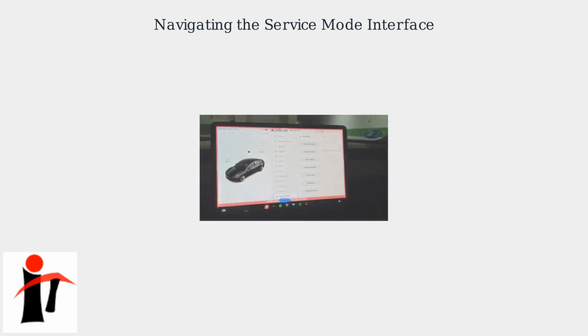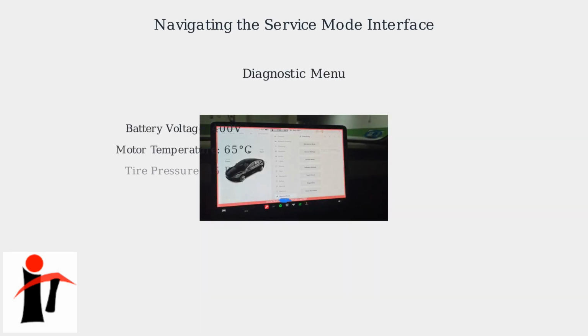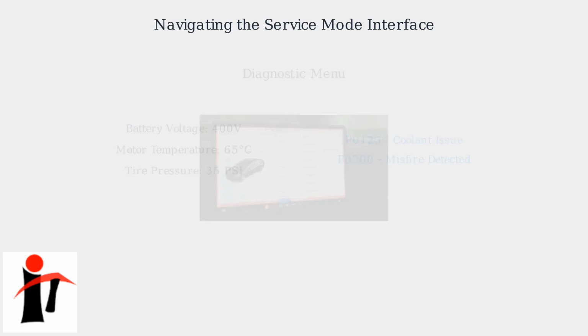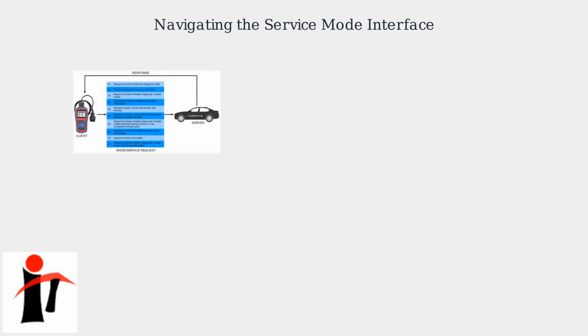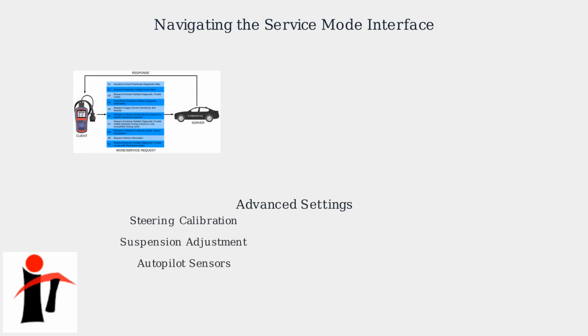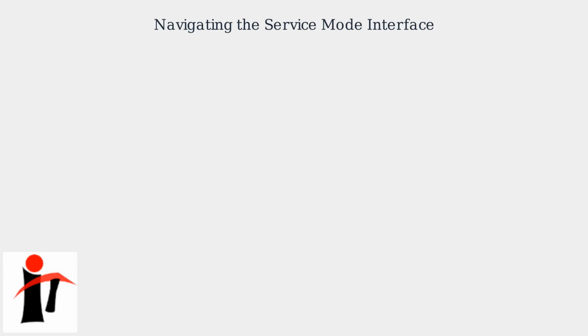Once in service mode, you'll encounter a diagnostic menu displaying live sensor data, including battery voltage, motor temperatures, and tire pressures. Error codes appear using the DTC format, such as P0123 for coolant issues or PU300 for misfires. Advanced settings allow calibration of components like steering, suspension, and autopilot sensors. These tools enable precise adjustments for optimal vehicle performance.